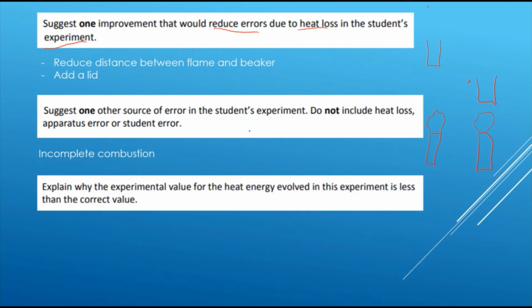And explain why the experimental value for the heat energy involved in this experiment is less than the correct value. And again, this is because the heat energy is lost to the surroundings, so it's not traveling to the beaker, it's instead going to other places, so we get less heat energy going to the actual beaker, and that's why it's less than the correct value.